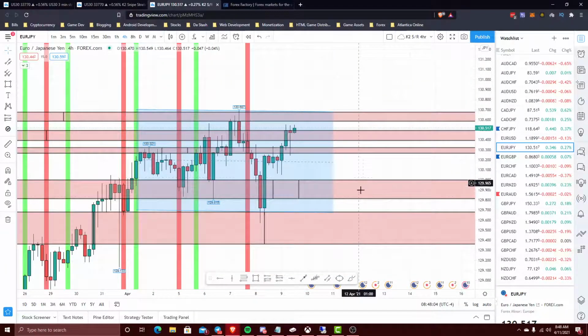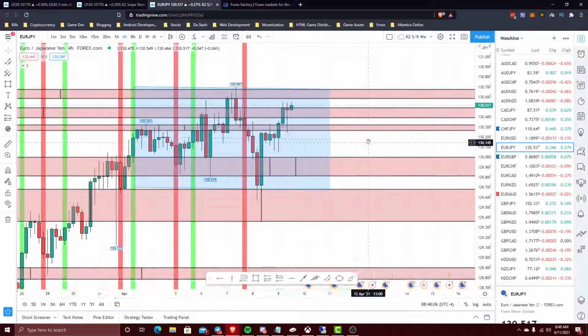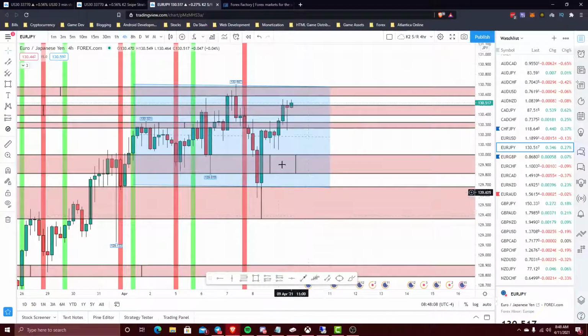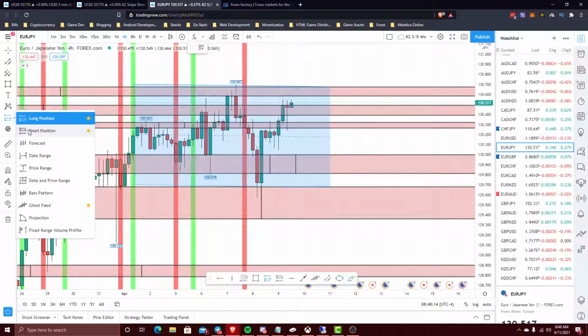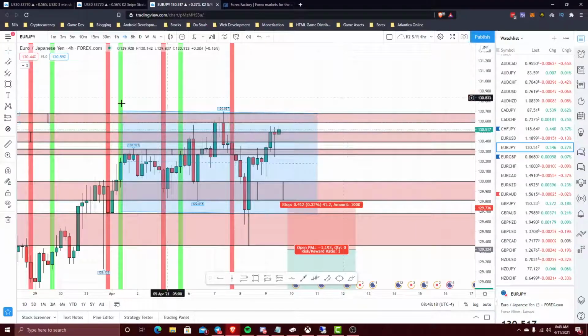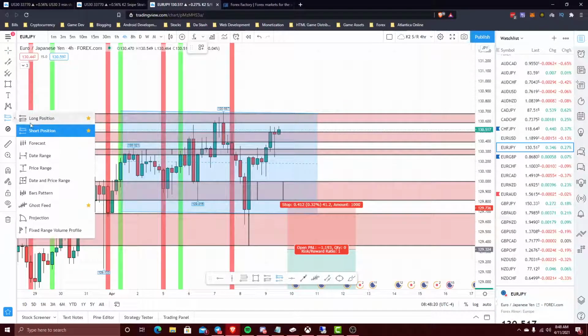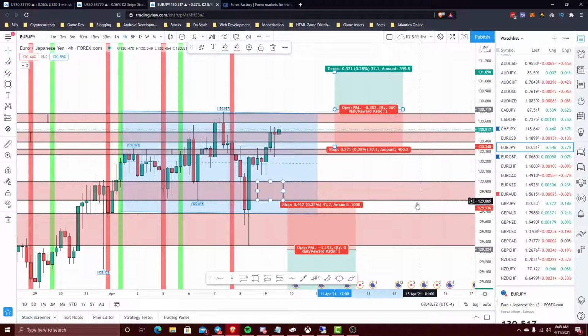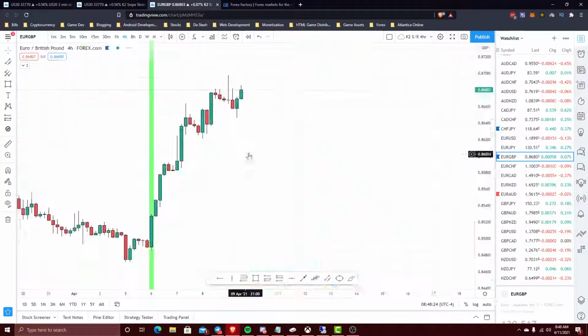So I'm probably not gonna take any trades with this one this week. Maybe if it continues down here until we get down to this point, I may take a trade down here. Or if it breaks past the zone up here, I'll probably take a trade up here for a long. All right, Euro GBP.